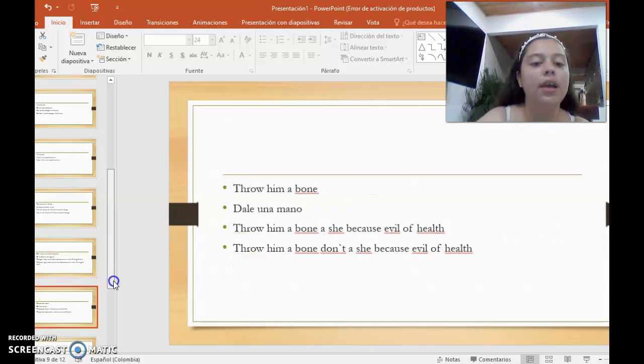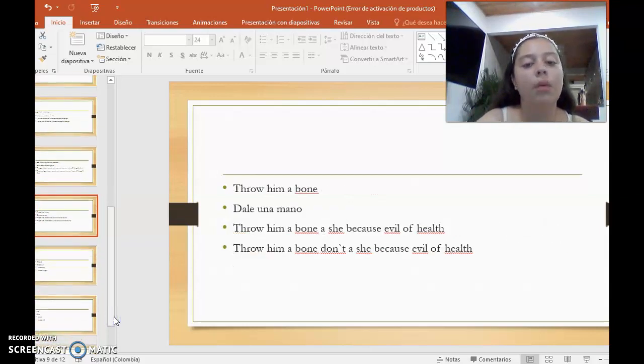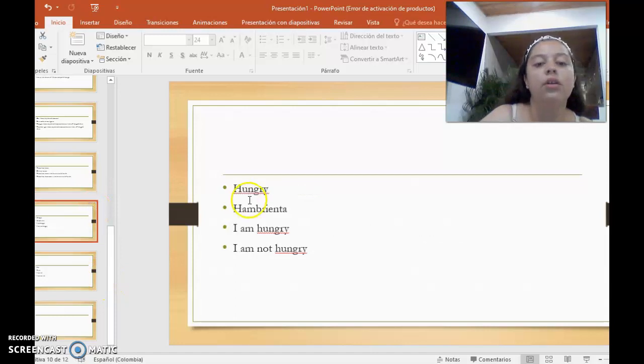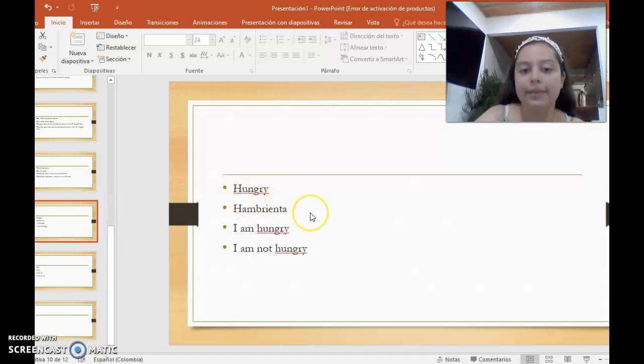The next example is "throw him a bone." "Dale una mano." The sentence is: throw him a bone because he is able of health. The negative is: don't throw him a bone because he is able of health.